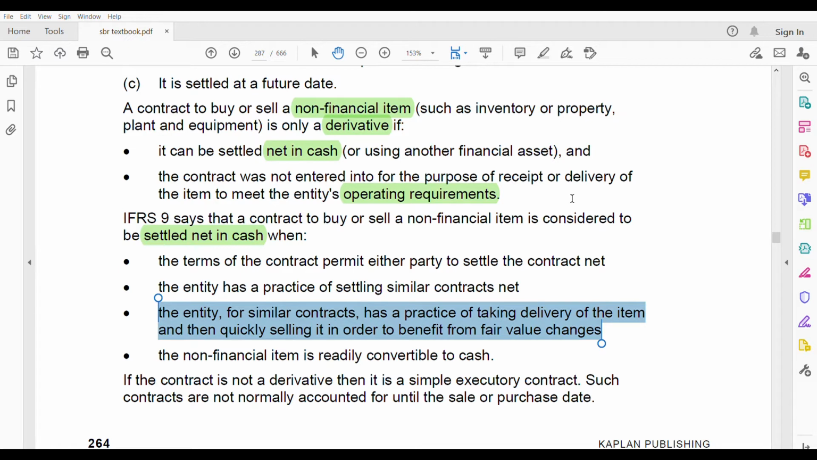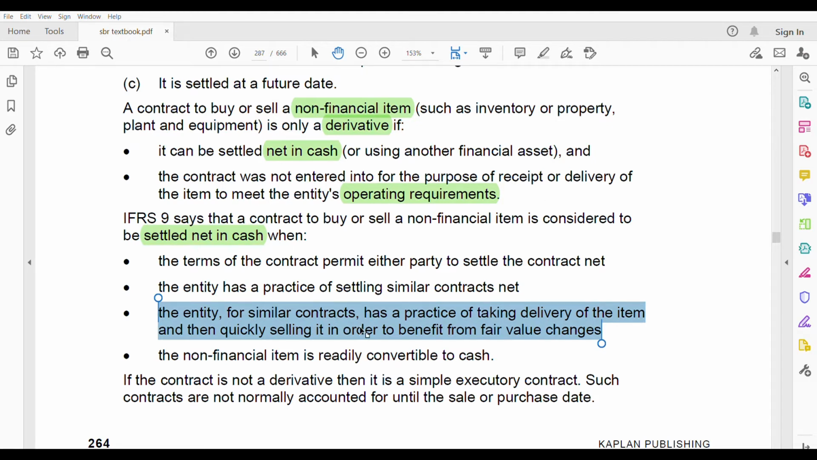For a similar contract, the entity has a practice of taking delivery of the item. That means they take the goods or services under the contract, and then what do they do? Simultaneously, they are selling also. They are taking the goods and services, and they are selling also what? They are selling their financial asset. So they are not settling in cash, but they are giving their financial asset. You can say, okay, and then quickly selling it.